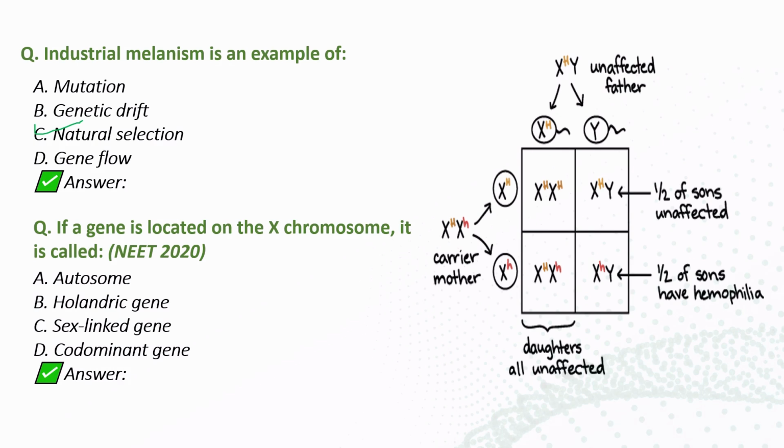Normally, the first option is autosomes. No, it is not an autosome. Autosomes are these ones, not the genes. And holandric genes, obviously they are not holandric genes. And sex linked genes. Why? Because sex linked genes come through the contact of the parents. And a codominant gene is not present on the X chromosome. Okay, so the option here is sex linked gene.